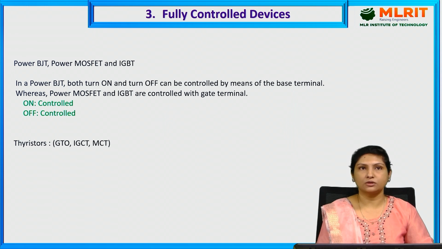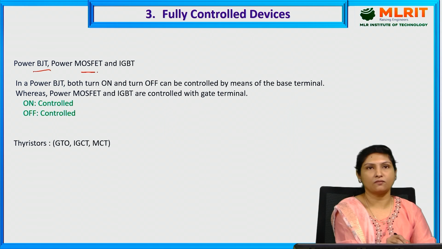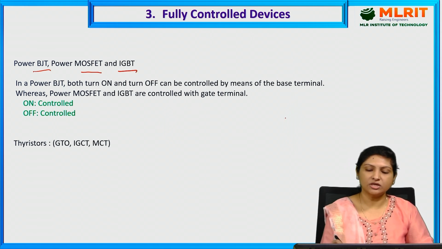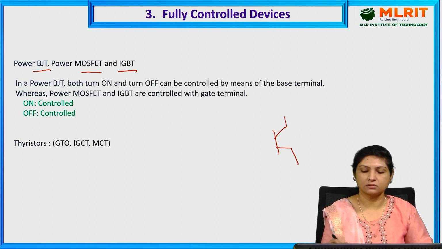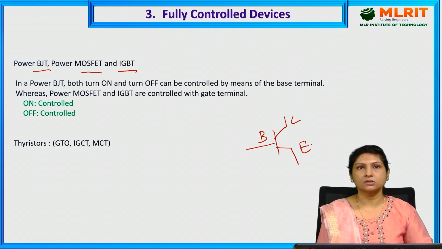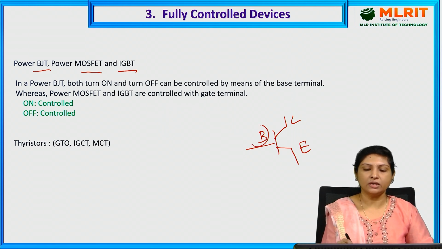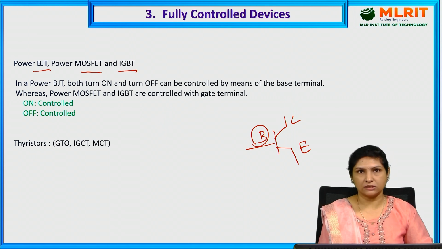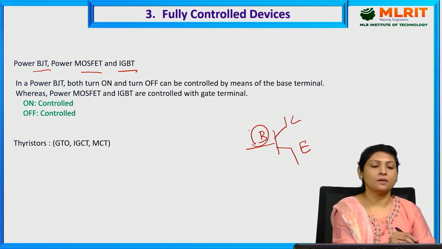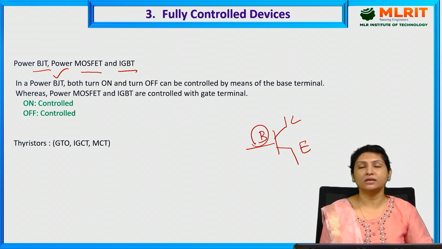Next is fully controlled devices. Under fully controlled devices, we have power BJT, power MOSFET, and power IGBT. If you see the BJT, it looks like this. This is the base terminal, collector terminal, and emitter terminal. So the turn-on time of the BJT can be controlled by using the base terminal. Similarly, the turn-off time of this transistor can also be controlled by making use of the base terminal. So that is the only reason the BJT is termed a fully controlled device.